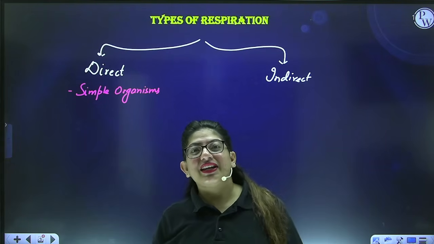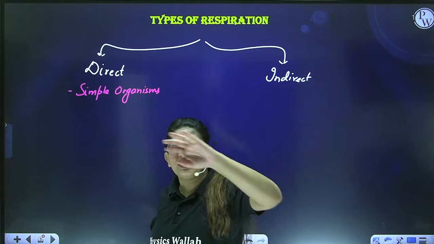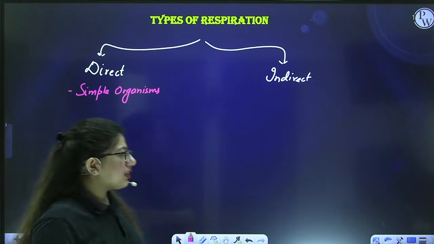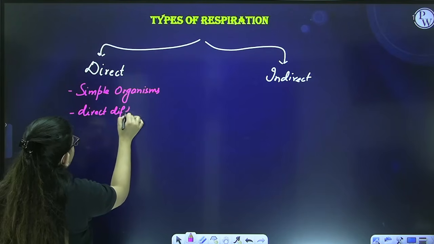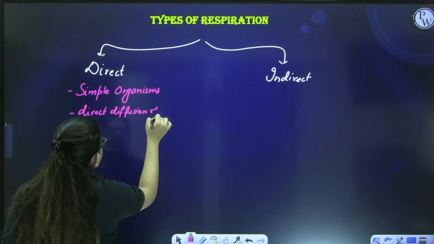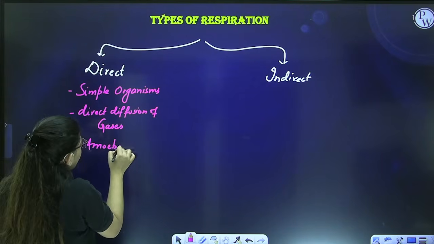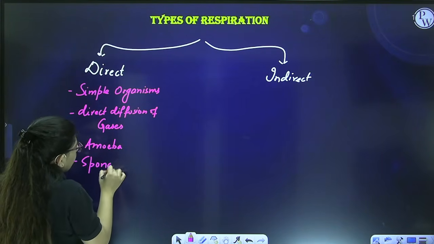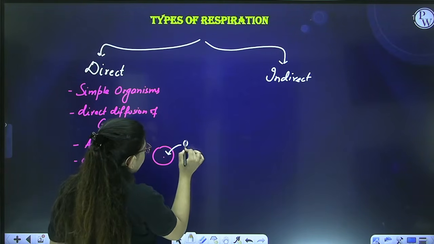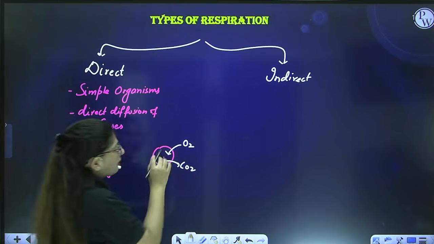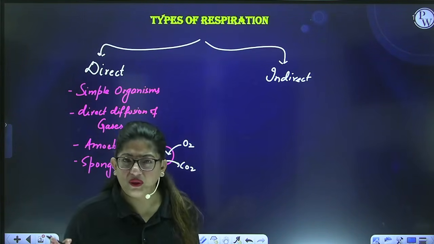So in a single cell animal, there are no lungs and no gills, nothing like that. So oxygen will directly get diffused through the body. So in this, direct diffusion of gases takes place from the body. Right? Like we have amoeba, like we have the poriferans or sponges. So what happens in these organisms? Directly the oxygen will come and CO2 will move out, and the organism will do its respiration, breaking down the food.